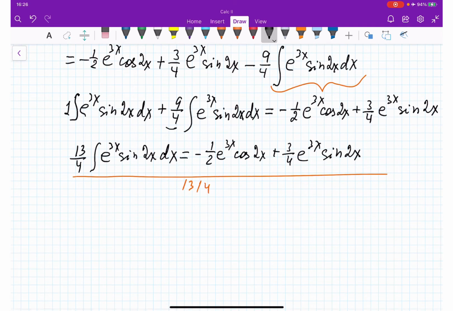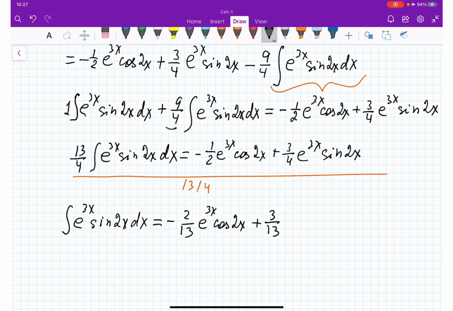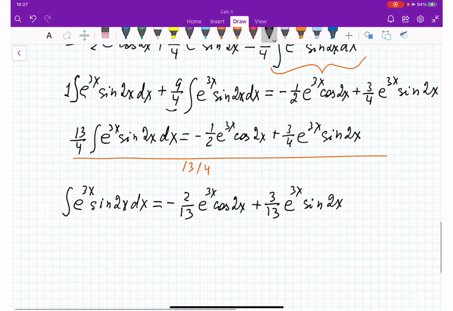And we are getting integral e to power 3x sine 2x dx will be equal negative 2 over 13, because negative this 1/2, when you divide by 13 over 4, you get negative 2 over 13 e to power 3x cosine 2x and plus 3/4 now divided by 13 over 4, it's going to be 3 over 13 e to power 3x sine 2x. So we got this part, I1.